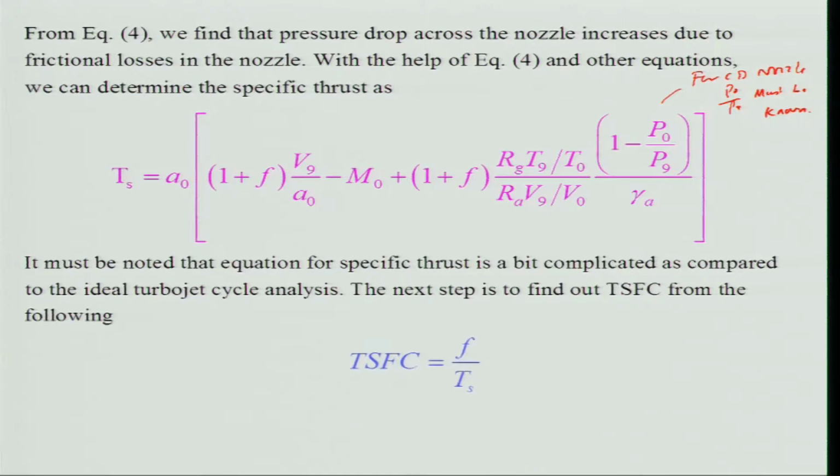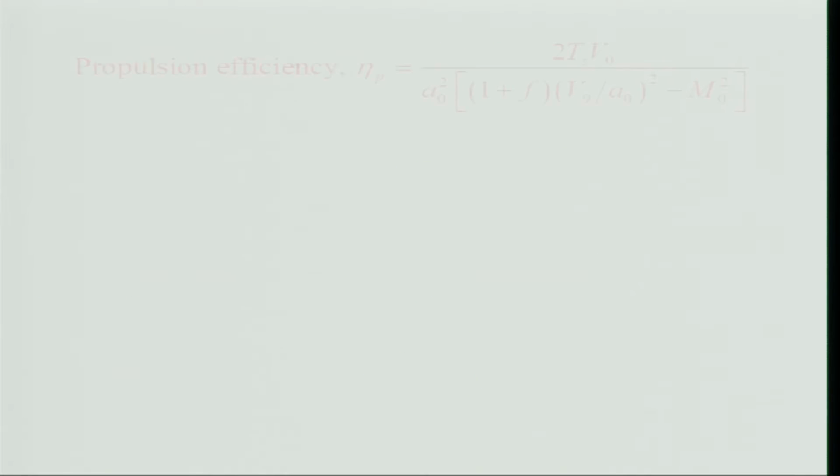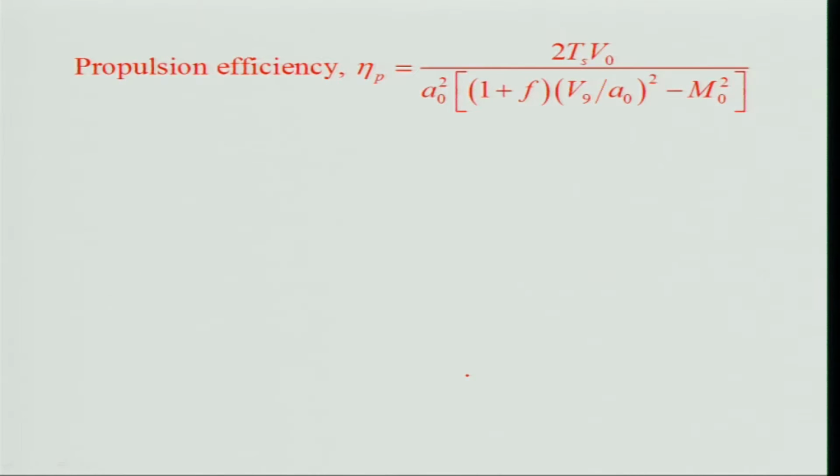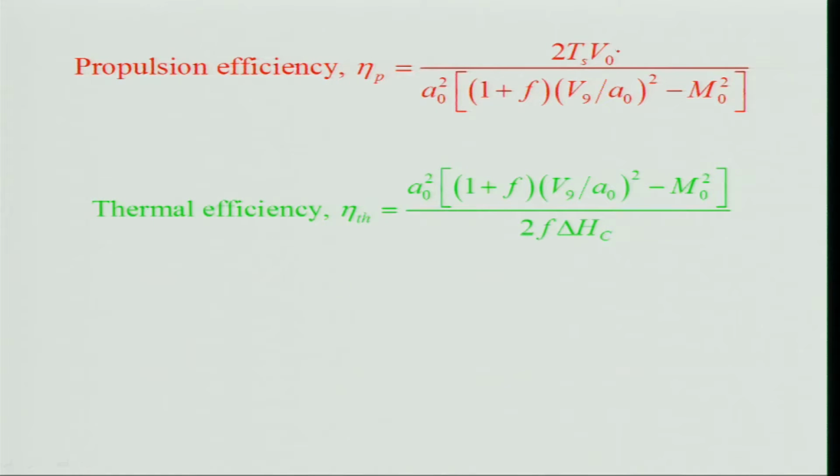So, it must be noted that the equation for specific thrust is complicated as compared to the ideal turbojet. The next step, of course, is to find out the TSFC, and following that F by Ts. In a similar way we can find out the propulsive efficiency TSV naught, and all these things we know. It is similar to the ideal cycle, the only thing is that 1 plus F is coming into the picture, right? The rest of the things are similar. So, you can get the overall efficiency from the expression.